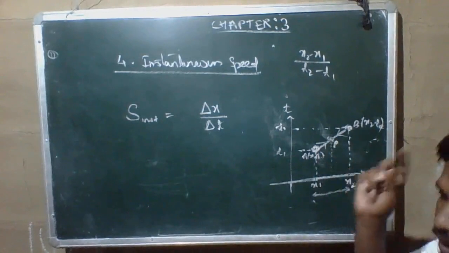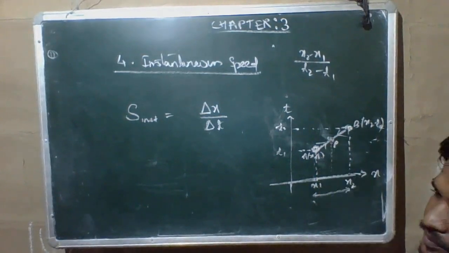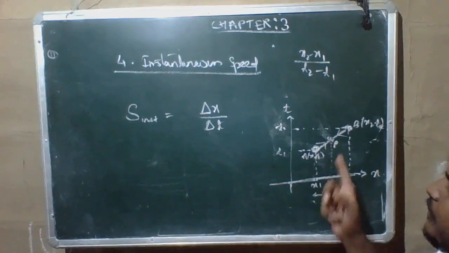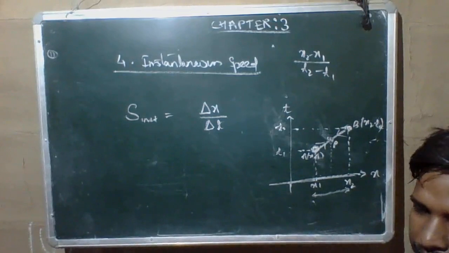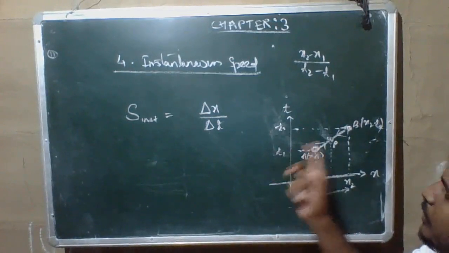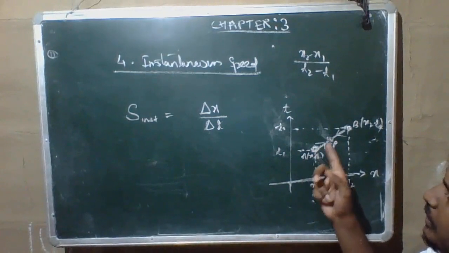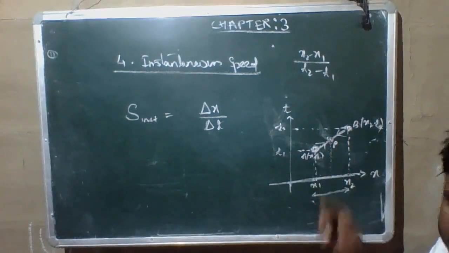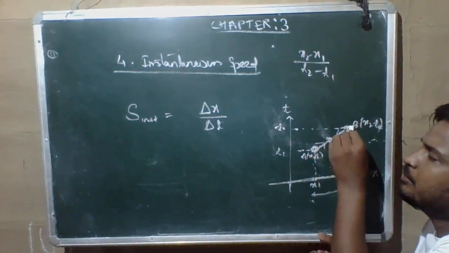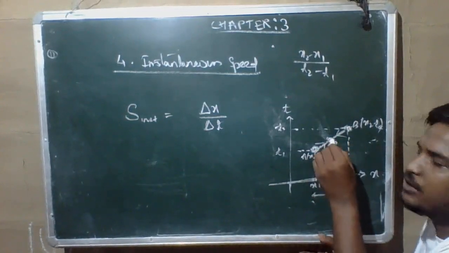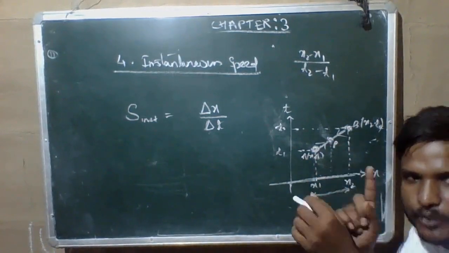Because at the point P, what is the value of x1 and what is the value of x2? Both will be the same. And what can you say about the value of t1 and t2? Also at the point P, t1 will approach here and t2 will approach here. To calculate speed at a particular point P, this B must also lie here and this A must also lie here. Then only can we calculate the speed at one point.